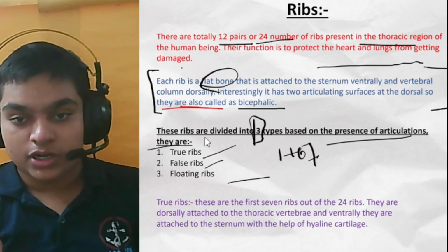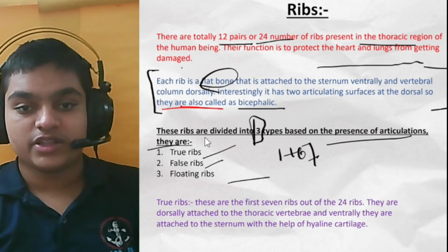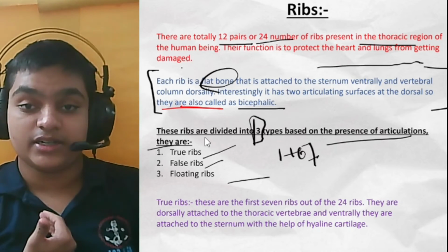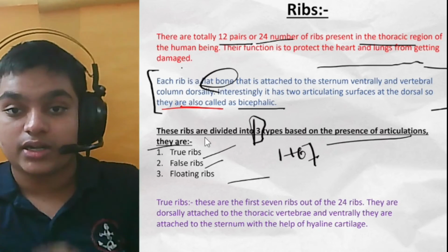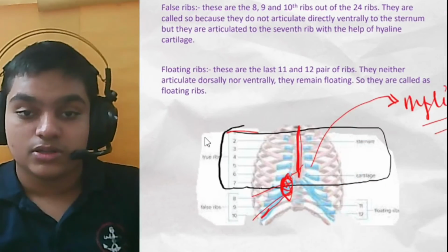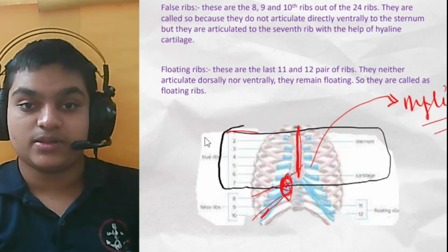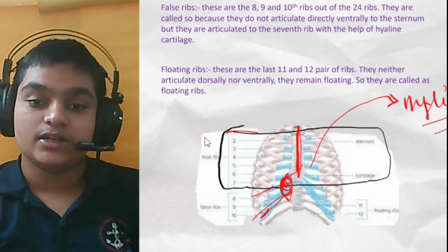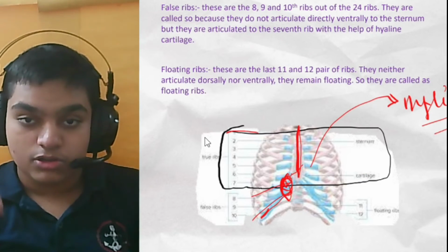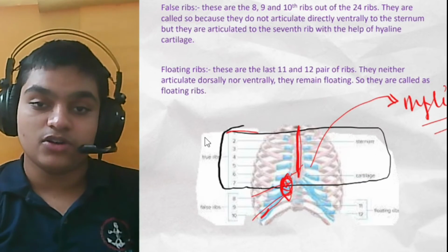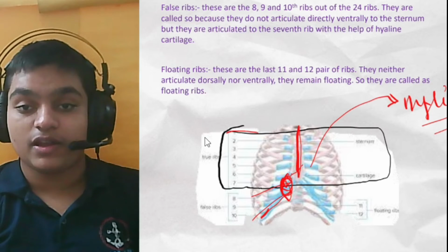But they do not articulate with the sternum ventrally directly, but they articulate with the 7th rib in order to articulate with the sternum. Those are called false ribs, as they are not fulfilling the definition of the blue lines. We call them false ribs. Now, coming to floating ribs, these are the last 11 and 12 pairs.